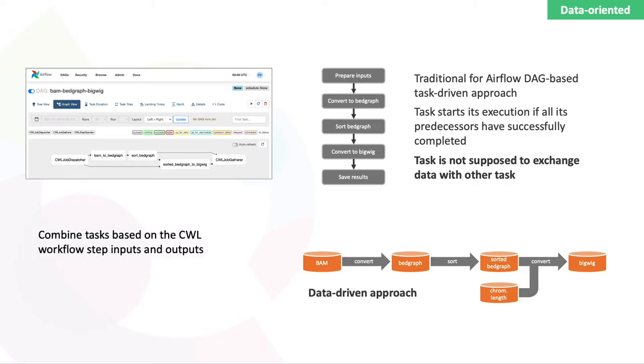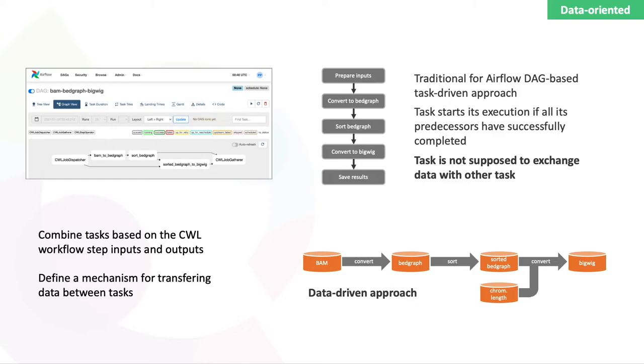Combining tasks based on the CWL workflow step inputs and outputs allowed us to define the execution order that reflects the data flow in the original workflow. As a mechanism for transferring data between tasks, we use standard Airflow XCOM messages, through which we share locations of the files produced by every workflow step.